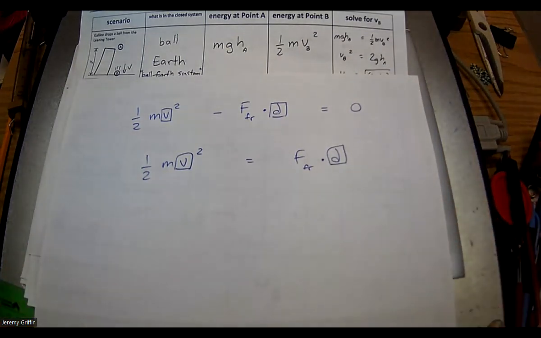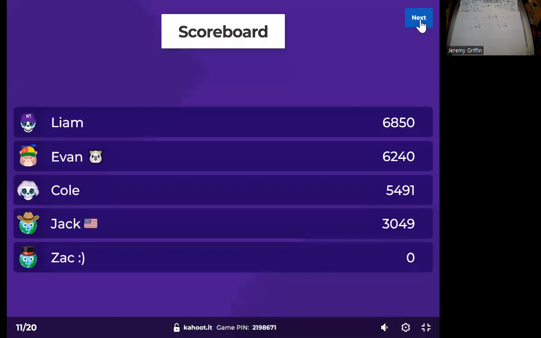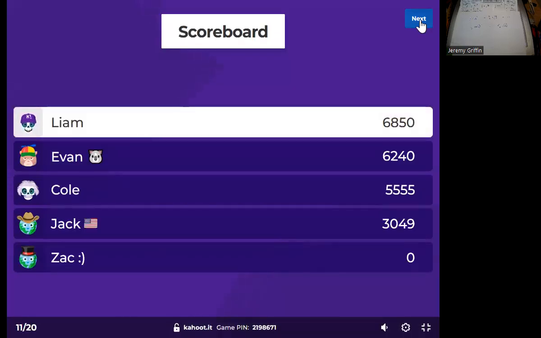Right. So the amount of kinetic energy is proportional to the square of the speed. So if that speed changes by some factor, then the kinetic energy increases by that factor squared. 3 squared is 9. All right, so Cole got that one.